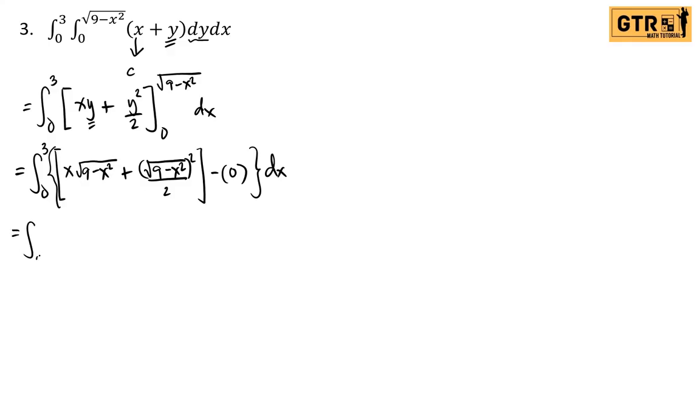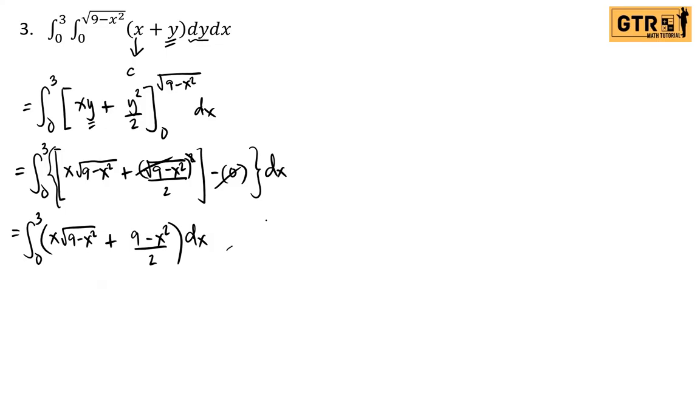So we have integral 0 to 3. So just cancel this 0. So now we are going to integrate this. So simplify first. So we have x square root of 9 minus x squared plus, we can cancel the square root and the square. So we have 9 minus x squared over 2. So all multiplied by dx. So we have a direct formula for every integral. For this one, we will use u to the n du.